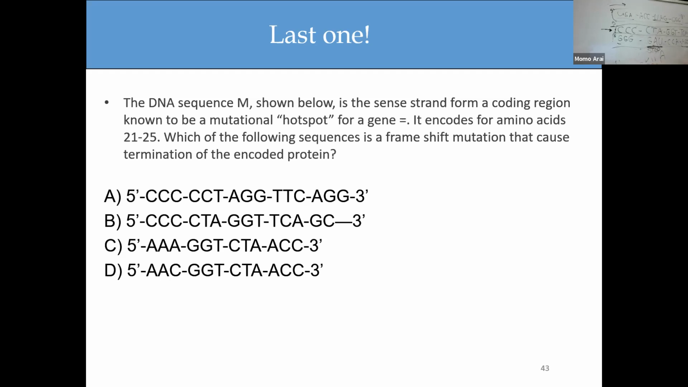Do you get it? If you want me, I can do it for the other options, just to make sure that you get it. No, I understand. Thank you. Everyone gets it?